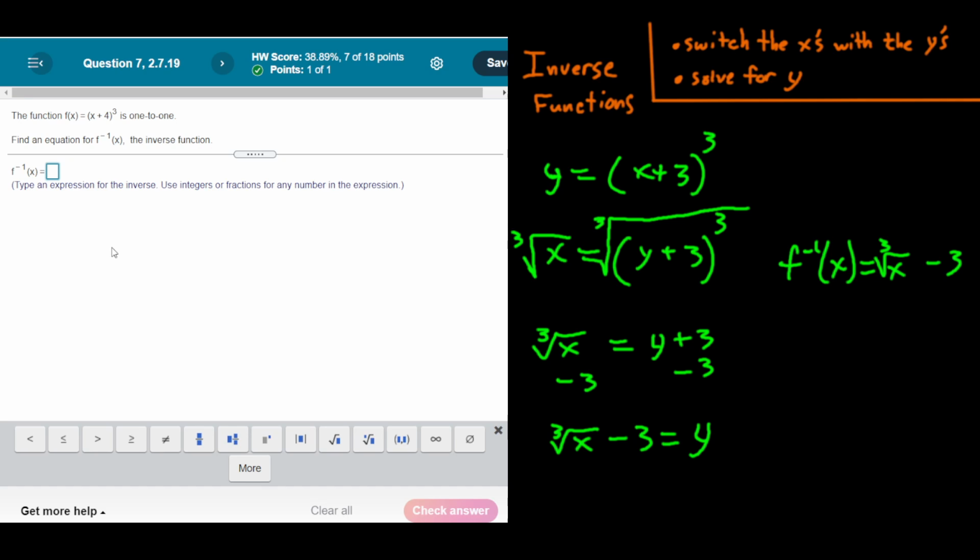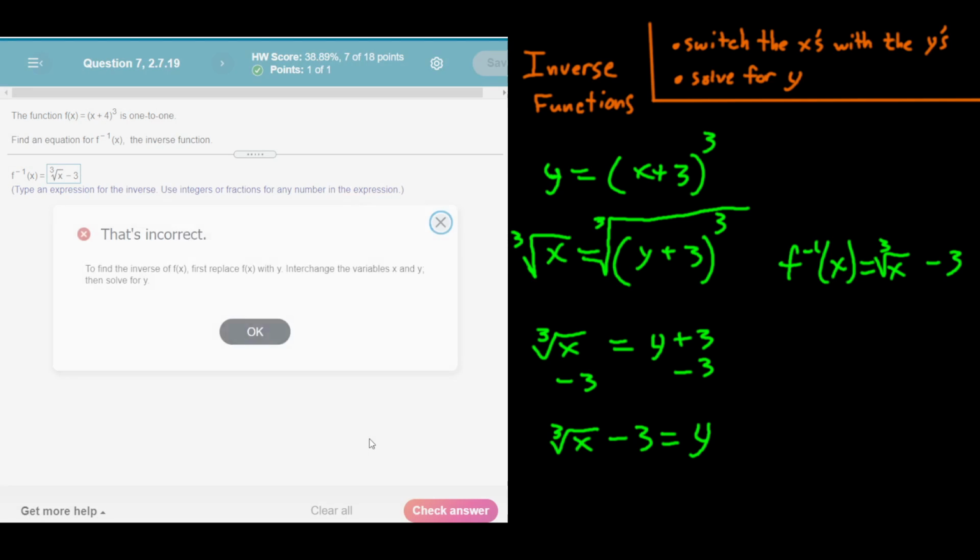So practice those good algebraic habits. Knowing when to multiply, when to divide. If you have anything to add or subtract first, go ahead and take care of that first. And then leave the third root of x.